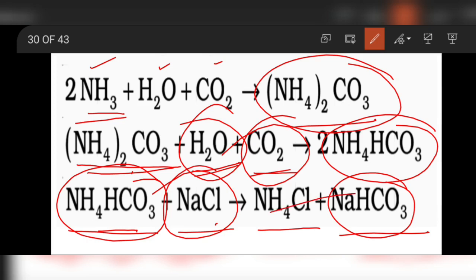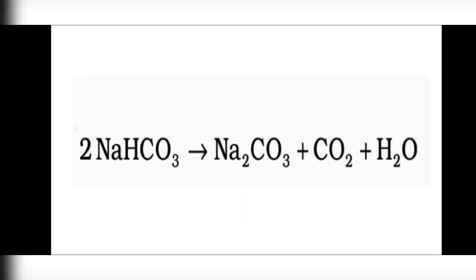Now after this, you have to heat the sodium bicarbonate, that is sodium hydrogen carbonate. This sodium bicarbonate will be in solid form. You heat it to get solid sodium carbonate, Na2CO3, with carbon dioxide gas and H2O as water vapor. So this is how you prepare sodium carbonate using the Solvay process.